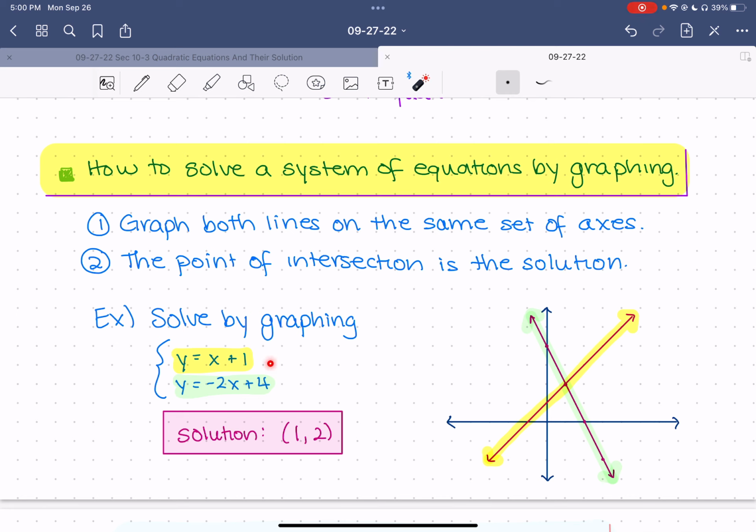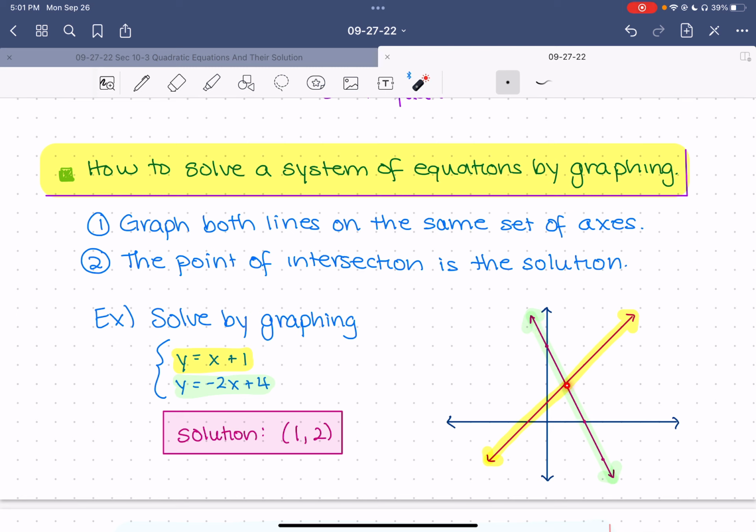So for instance, if I want to solve this one by graphing, I tried to color code the line so you could see. This yellow line has a slope of 1 and a y-intercept of 1. So here's the y-intercept at 1, and then going up 1 over 1, up 1 over 1. So that's how I graphed this line highlighted in yellow. The line highlighted in green has a slope of -2 and a y-intercept of 4. So here's the y-intercept of 4, and I go down 2 over 1, down 2 over 1. That's how I got this green line.